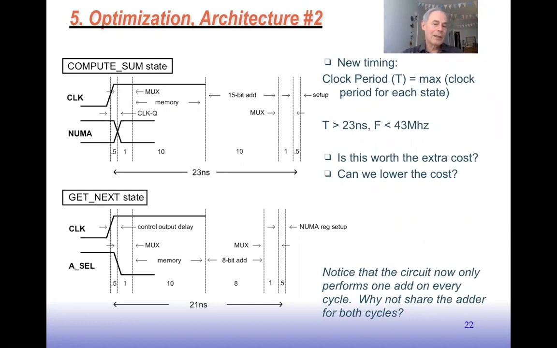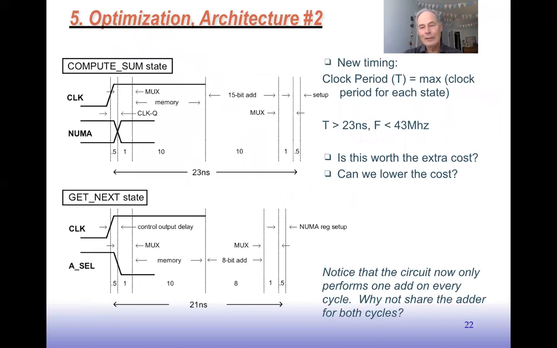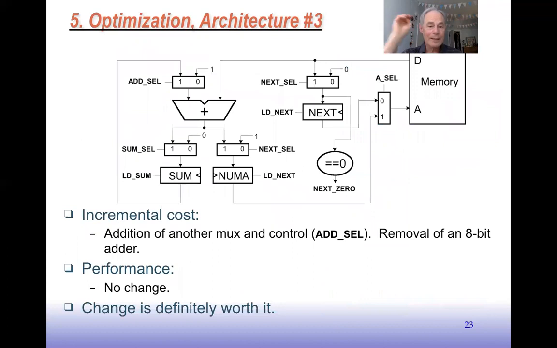There's an interesting optimization we can do now that we've done this, is that you notice that the circuit only does 1 add per clock cycle. So in 1 clock cycle, we're using this adder to form the sum, and on this clock cycle, we're using this adder to form NUMA. Right? So you might ask yourself, well, why not share the adder for both cycles? Adders are relatively expensive. So maybe we can just have 1 adder and use the same one on each of the 2 cycles. Okay. So we can do that, and here's this optimization. This is architecture number 3.